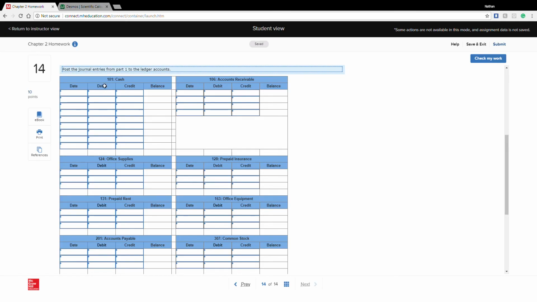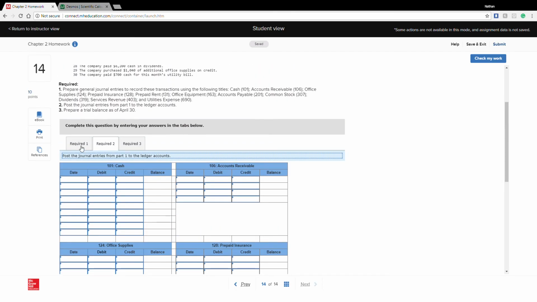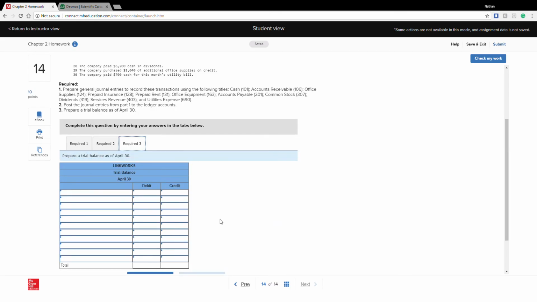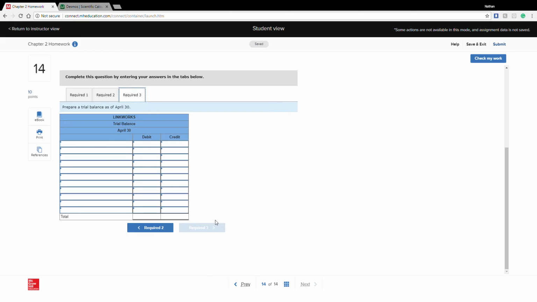It's now got dates, debits, credits, and it's going to pop out with a balance on this side now instead of down here. There's many ways to do T accounts. They're showing you 3 ways right here, but the most common one was the original, where it just pops up the total at the bottom. Okay, and then Required 3 is our actual trial balance.